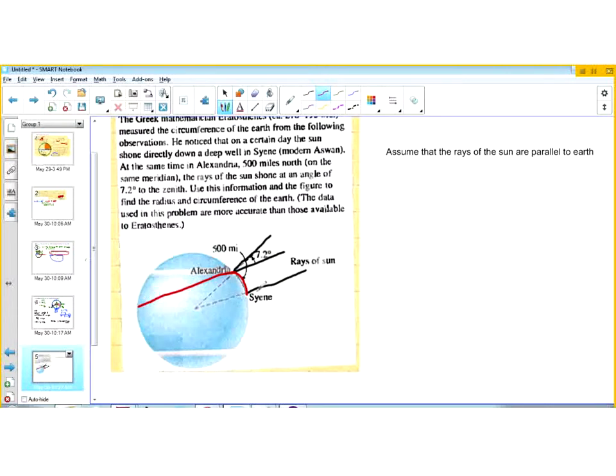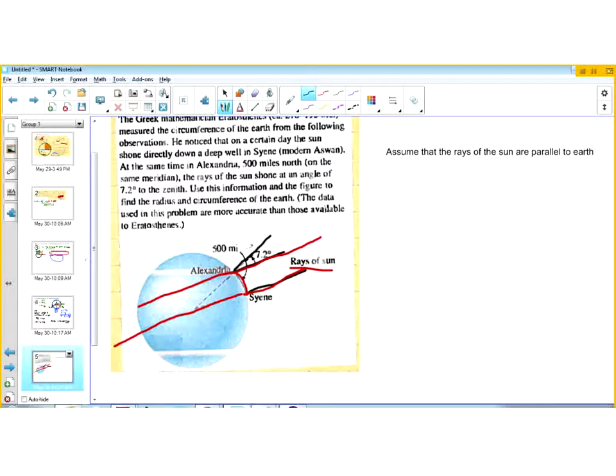So if I were to extend this line out like this, and then extend this line out like right here. All right, if we make the assumption that the rays of the sun are parallel to the Earth like so, then we can just extend these two lines. So we've got this case right here. These two lines that I'm accentuating in red are parallel.